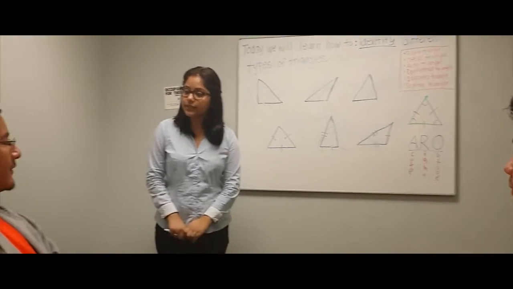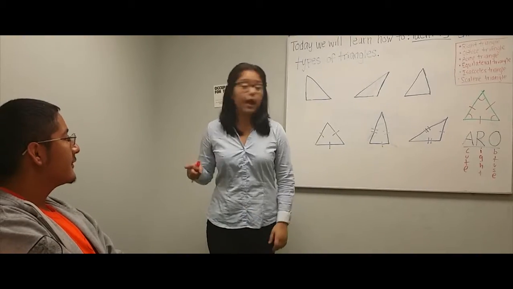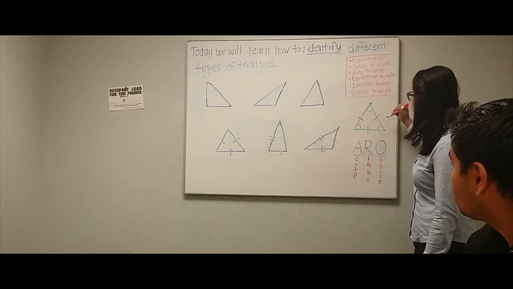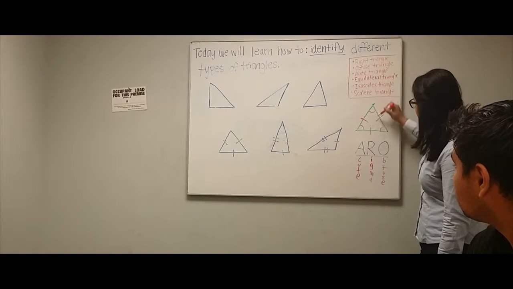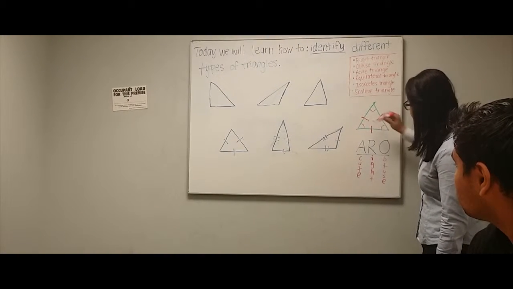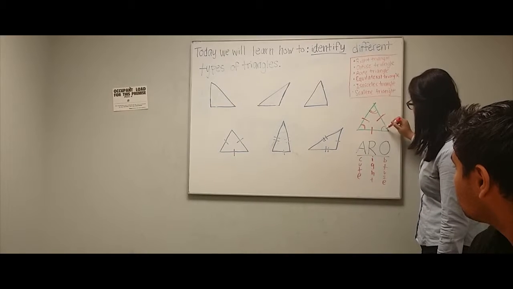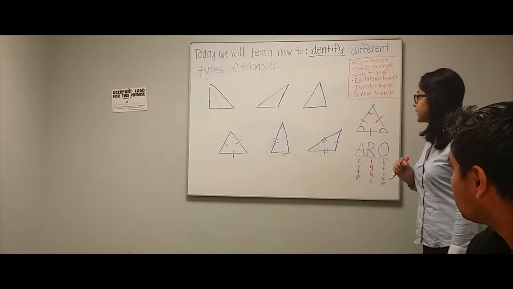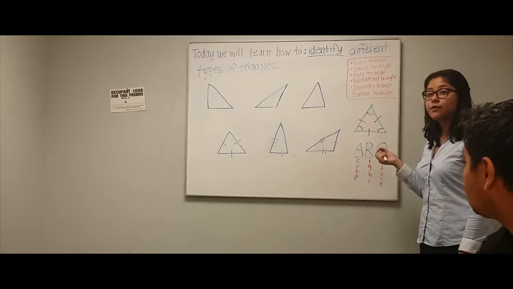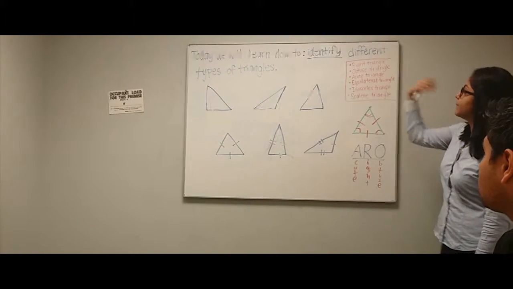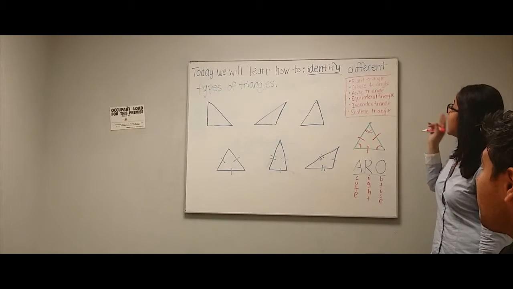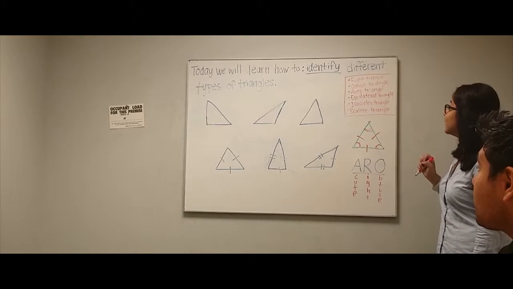A triangle is a three-sided figure? Yes, but more precisely, a triangle is a polygon with 3 sides, 3 angles, and 3 vertices. So let's start by reading the objective like last week. Today we will learn how to identify different types of triangles.